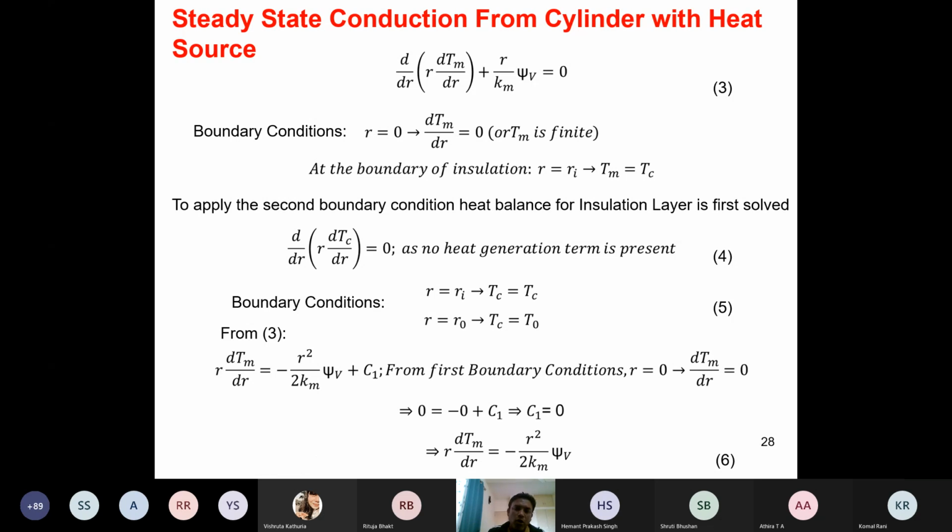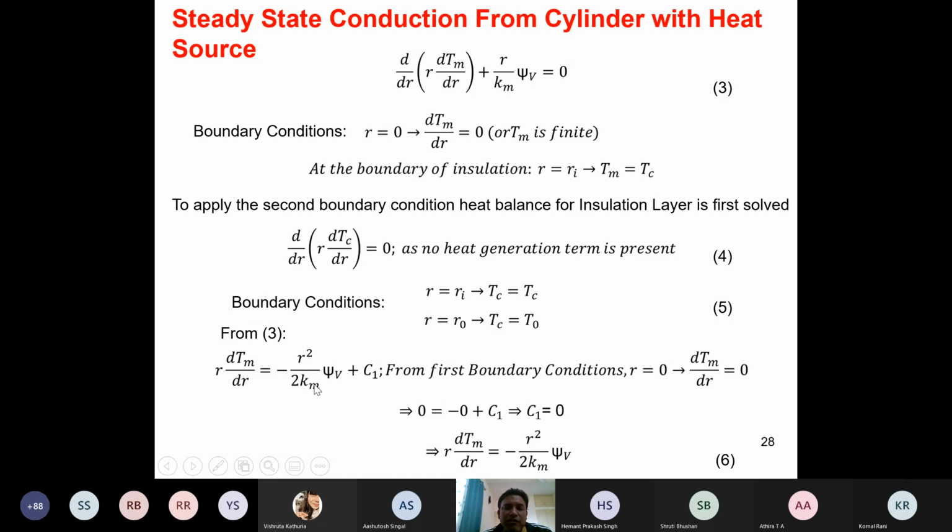Okay. So let us go back now, since the picture is clear to all of you. Let us go back to our metal wire. The temperature distribution in the metal wire is given by equation number 3, which I have written here again. So equation number 3 is integrated. By integrating equation number 3, what we get is R dTm by dr equals minus R square by 2 km psi v plus C1. Just check whether you all are getting the same expression. Yes, sir.